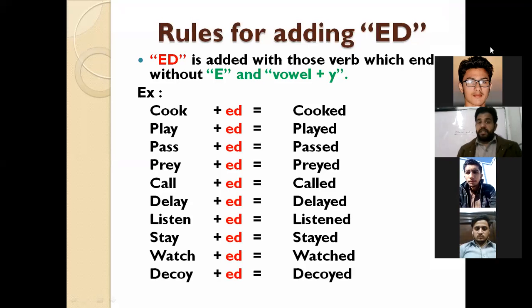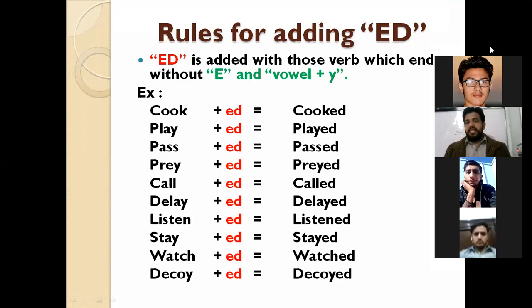So there are two rules. When the verb ends without E, with any other letter, or finishes with vowel plus Y, you will add ED at the end of it. Like the examples are there for you. So for D, one rule: when the verb ends with E, you will add D. And the verb which ends without E or with vowel plus Y, you will add ED at the end of it.